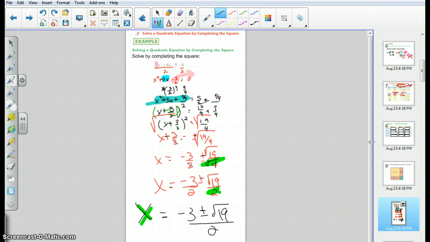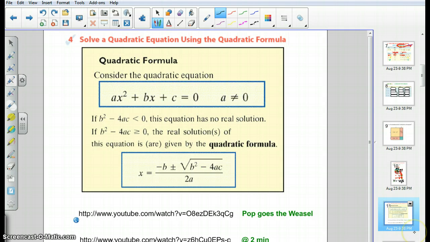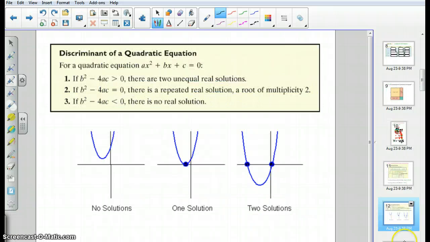So that was a long problem. But that gives you an idea of a good example of completing the square. The other thing I wanted to discuss before the end of this video is the quadratic formula. Some of you see that there's some songs for the YouTube videos. Some of you know how to sing it to "Pop Goes the Weasel," but memorize negative b plus or minus the square root of b squared minus 4ac all divided by 2a.